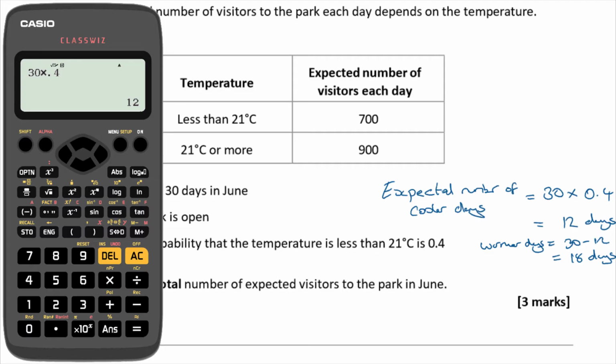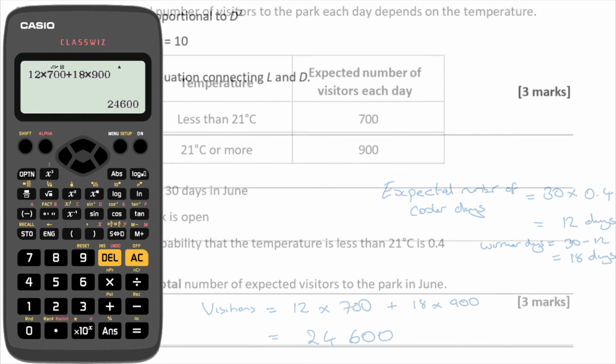So how many visitors are we expecting then? Visitors is going to be 12 days at the lower number. The cooler days we're expecting 700 each day, plus 18 days where we've got the warmer temperature, and we're expecting 900 people for each of those. So what is 12 times 700 plus 18 times 900? That comes out to be 24,600 visitors.